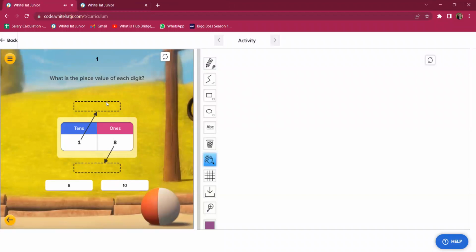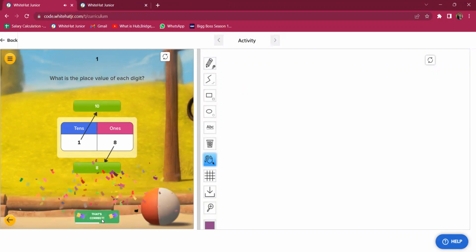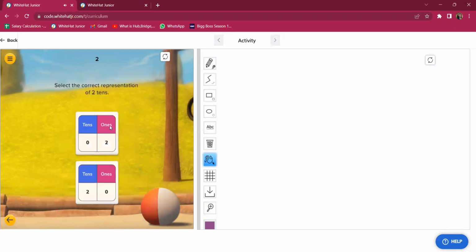So here we have to put up the place values, right? So write the place value of each digit. This is 1 at the 10 space, and 8 at the 1 space. Write that, check our answer and go to the next question.